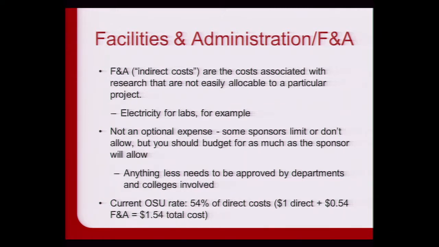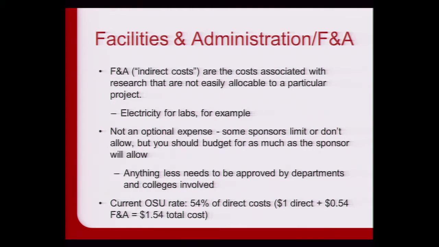F&A, facilities and administration costs, also known as indirect costs, also known as overhead, also known as, why in the heck do I have to pay this? Everybody asks that question. This is a real cost. These are real costs that we negotiate with the federal government, Department of Health and Human Services actually, every couple of years. And they're the costs that are associated with research that are not easily allocable to a particular project.